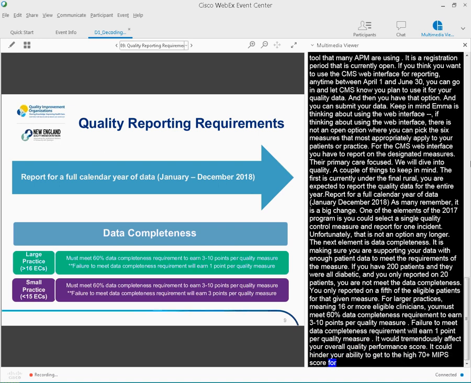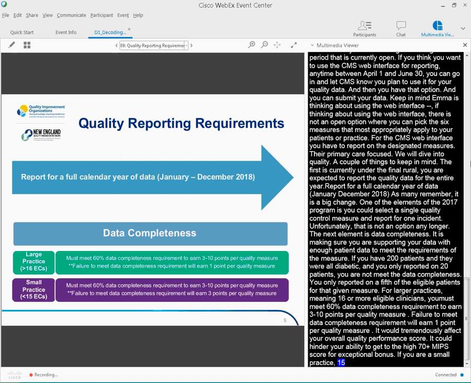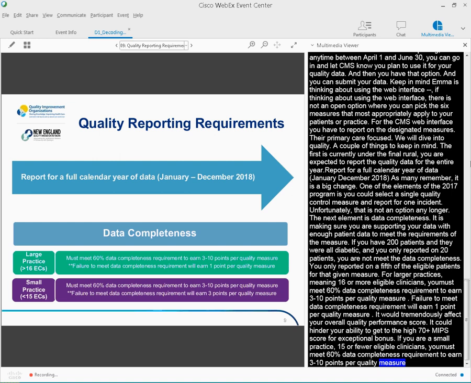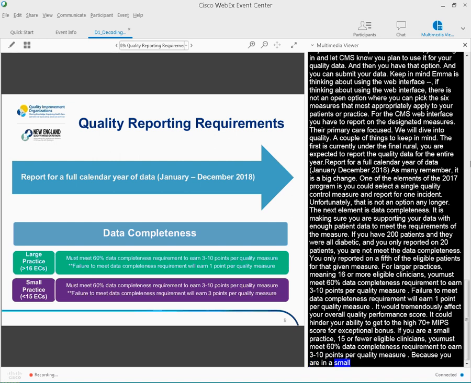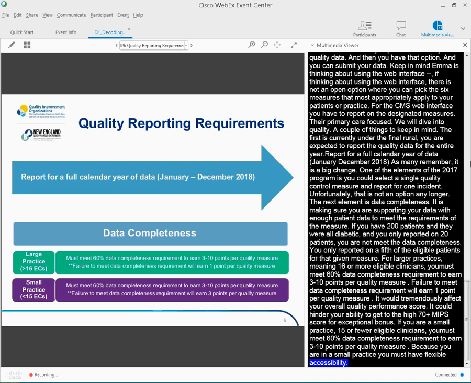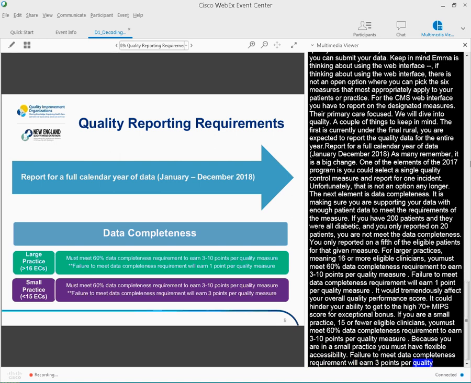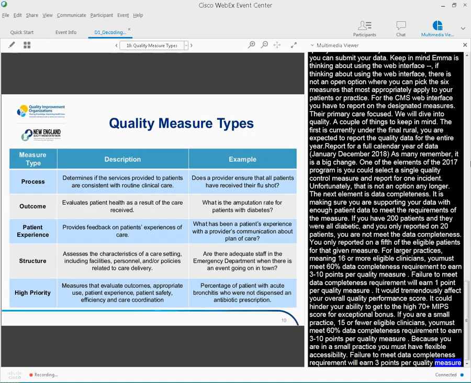If you're a small practice, so that's anyone in a practice of 15 or fewer eligible clinicians, you also are expected to meet that 60% data completeness requirement in order to earn 3 to 10 quality points per measure. But because you're in a small practice, CMS has given additional flexibility, and if you're unable to meet the data completeness requirement of 60%, you would be capped at 3 points. So you wouldn't be able to earn any more than 3 points per measure, but as you can imagine, 3 points is much more than 1 per measure, so you'd still get a few more points.